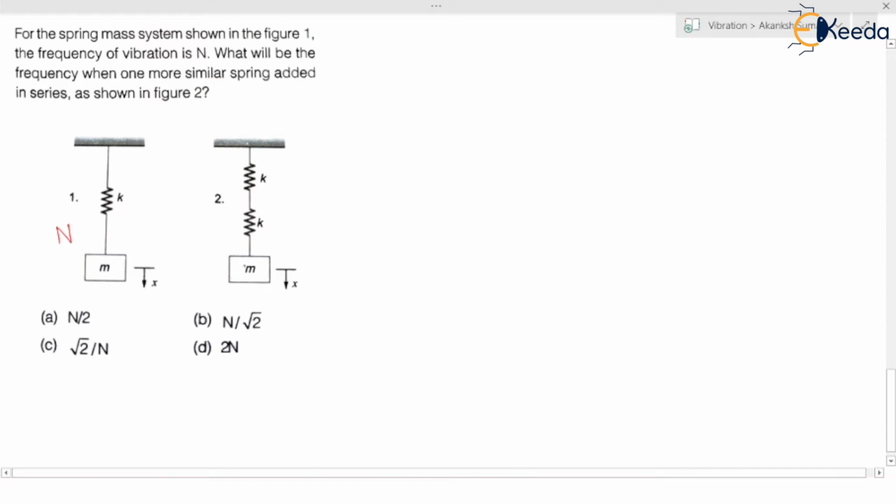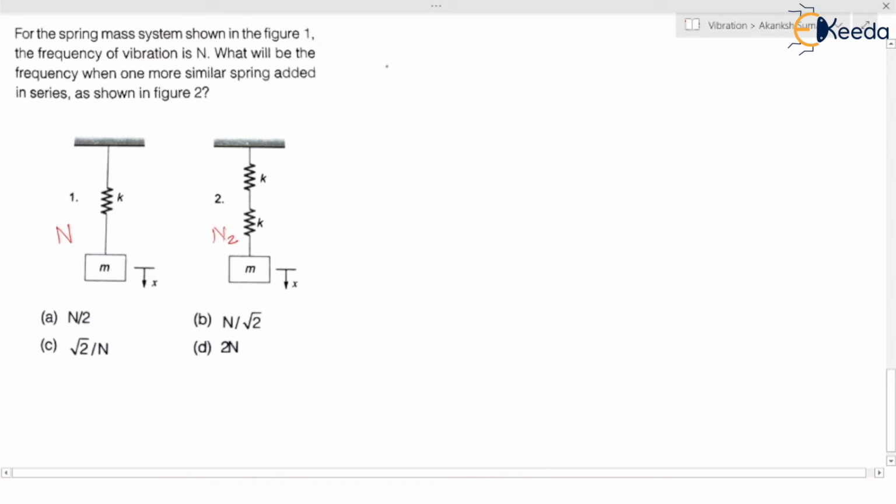So you can see in the second figure that a similar spring, that means one having the same spring constant, is added in series. So this is the series connection you can see here, and we all know in the series connection how we can calculate the stiffness, or you can say the spring constant, for both the systems. So we have to calculate the frequency for the second figure. That means if you consider that n2, you have to calculate the n2 value.